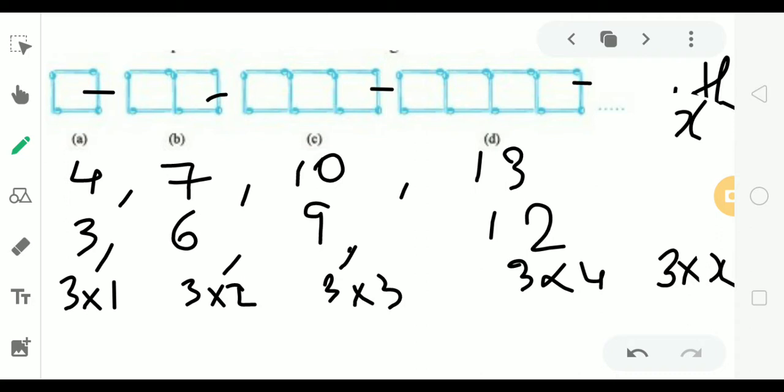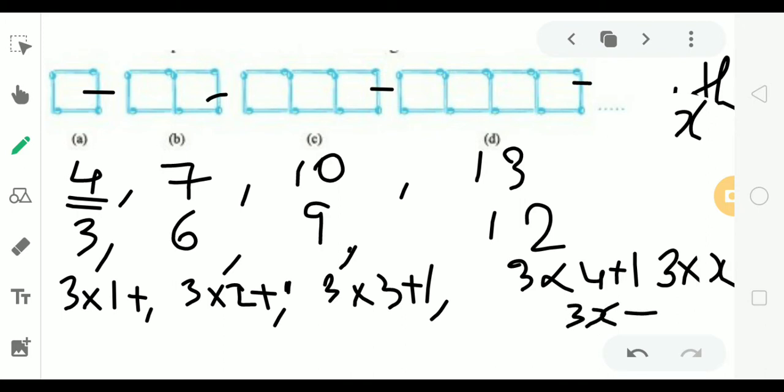So in fact there is one more stick. In fact there are 4 sticks in the pattern. So we will write this as 3 into 1 plus 1, then 3 into 2 plus 1, then 3 into 3 plus 1, 3 into 4 plus 1, and last one 3 into x plus 1. Look at the 3 into 1 plus 1. That is the first one. 3 into 1 is 3, 3 plus 1, 4, exactly 4.